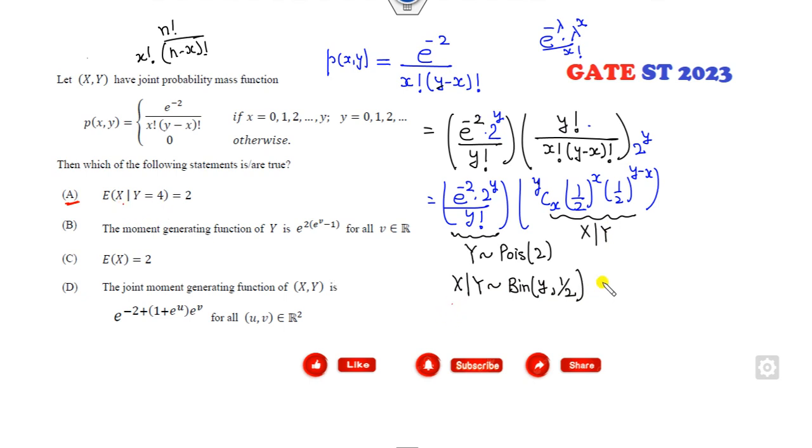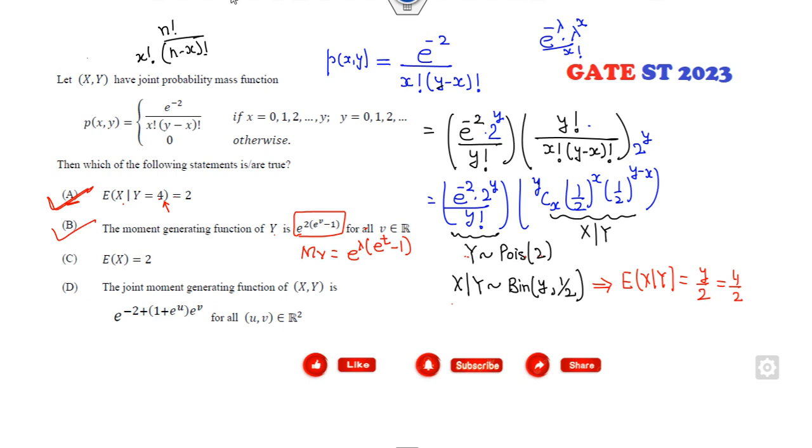What is the expected value of x conditioned on y? This is n into p, and n is y, equal to 4. So it's 4 over 2. That is 2, so this is the right answer. The moment generating function of y. So y is a Poisson distribution. So what is the moment generating function of y? e raised to power lambda times e raised to power t minus 1. Lambda is 2. So you can see this is also the correct answer.